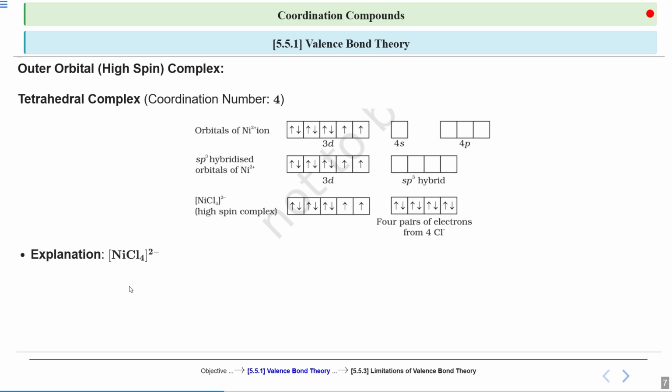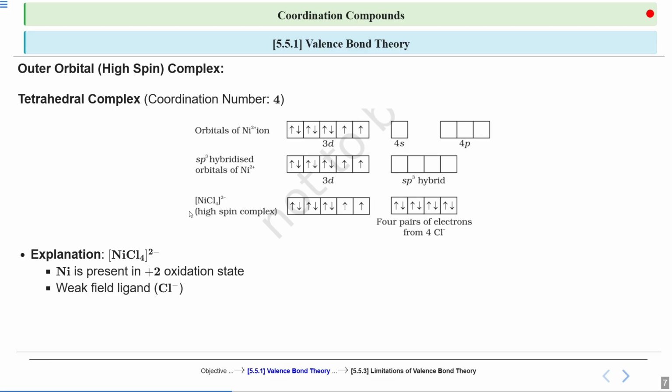So if you see the explanation for [NiCl4]2-, nickel here is a central metal ion, so you have to focus on its oxidation state, which is +2. Again, you can find out: x plus 4 times -1 is equal to -2. That means x is equal to 4 minus 2, that means x equals +2. The oxidation state of the nickel will be +2. So nickel is in the +2 oxidation state in this complex, for which the configuration will be 3d8.